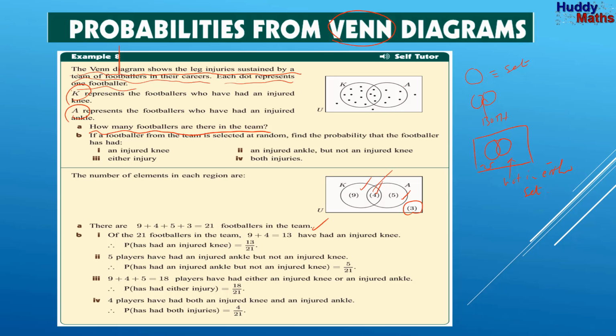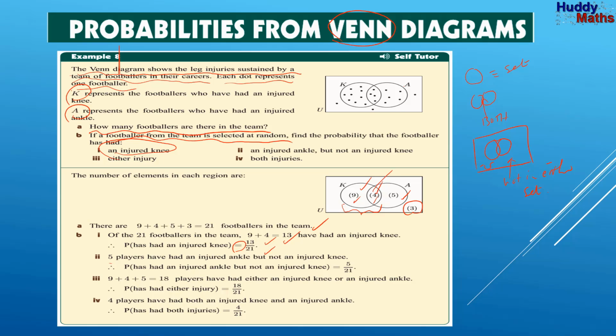Now, if a footballer from the team is selected at random, sort of all the names in a hat, find the probability the footballer has had an injured knee. That's all your knees out of the total. So here are the whole set. 9 just knees, and 4 who also had ankles. It's a total of 13. So it is 13 out of 21. All right, there's no approximately here now because we did the whole team. We didn't do a representative group. We did the whole team.